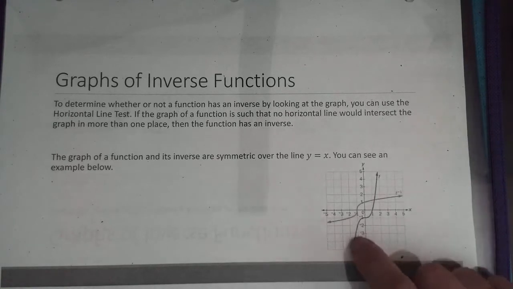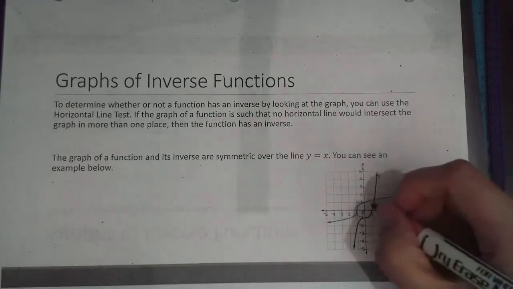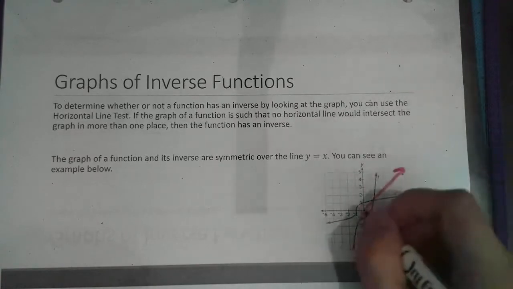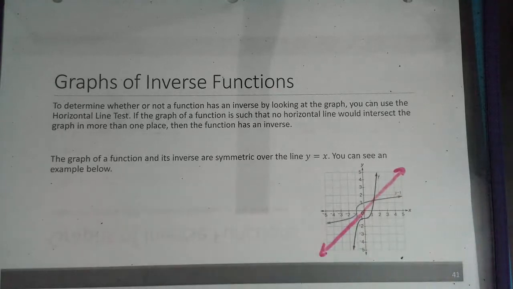So the darker curve here is the function f. It is a function because it passes the vertical line test. It has an inverse because it passes the horizontal line test. What's really cool about inverses is that they are symmetric over the line y equals x. The line y equals x is this one. And if you reflect it over, you get the inverse. So we're going to practice with this a little bit. It's kind of fun.